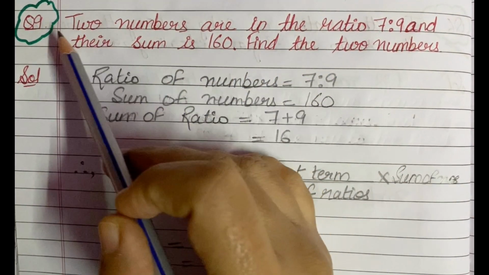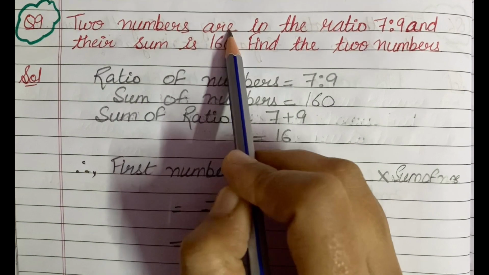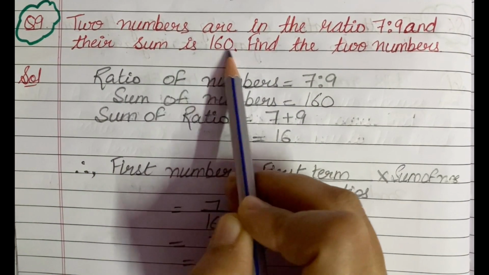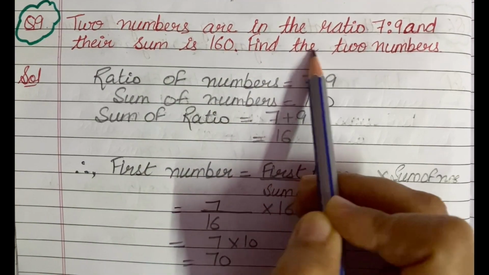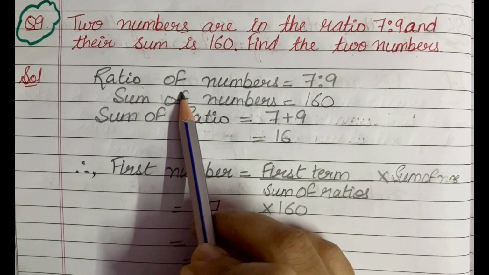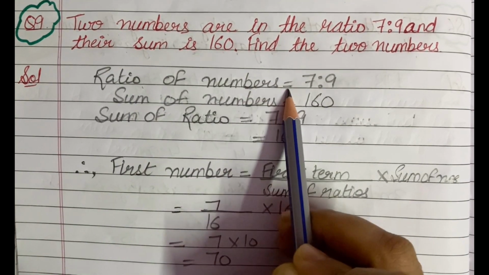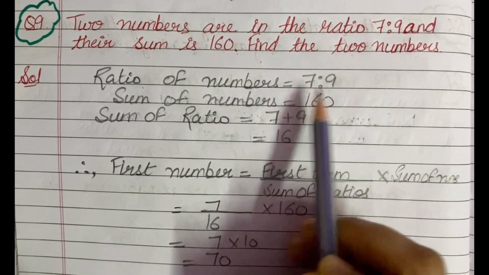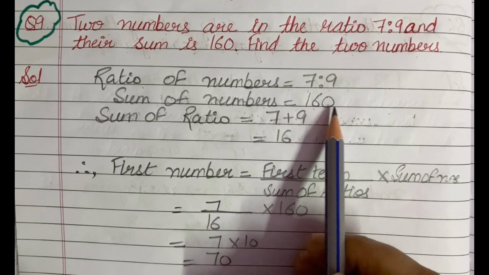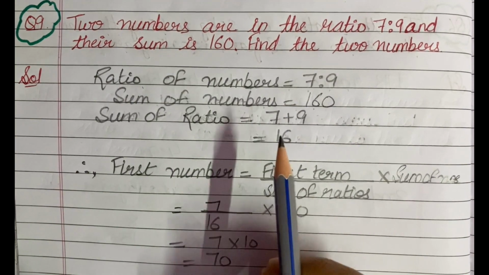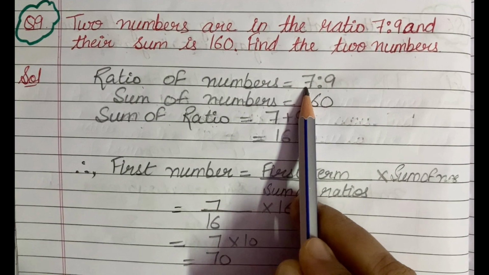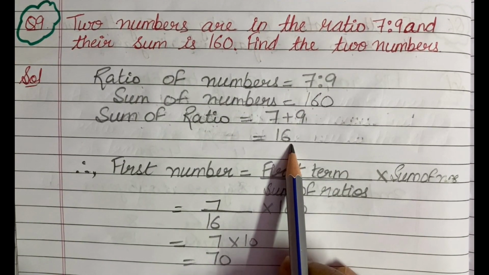Now question number 9 says that two numbers are in the ratio 7 is to 9 and their sum is 160. Find the two numbers. Now students, here in the question, the ratio of the numbers is given to you, and that is equal to 7 is to 9. And the sum of the numbers is also given to you, that is equal to 160. Now firstly, you will find the sum of the ratio. That means 7 plus 9, and it will give you 16.